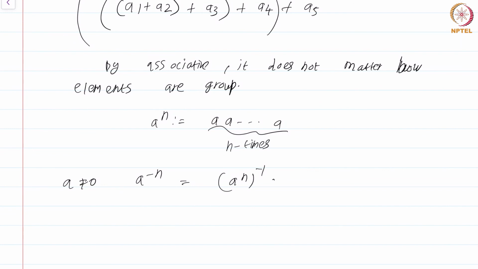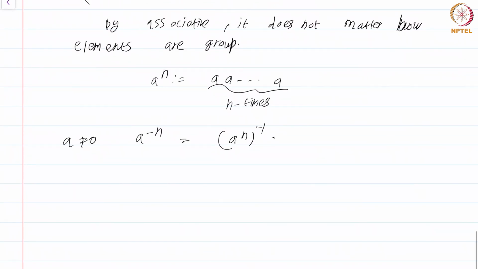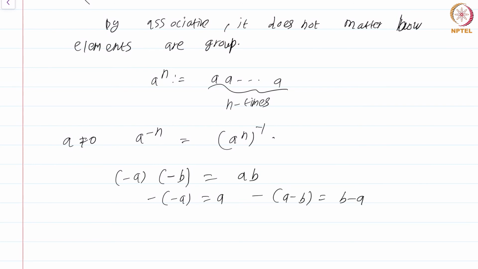Okay. Now, every single law of multiplication and addition that you have seen, including things like the law of exponents, a power m into a power n is a power m plus n, all of these are consequences of these field axioms. You will be proving some of these in the exercises, like minus a into minus b, as you can guess, is just ab, and minus of minus a is just a, and minus of a minus b is just b minus a. Now, you just prove a few of these.